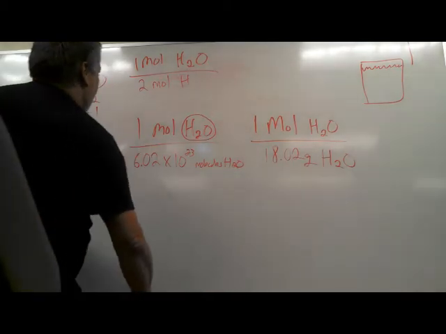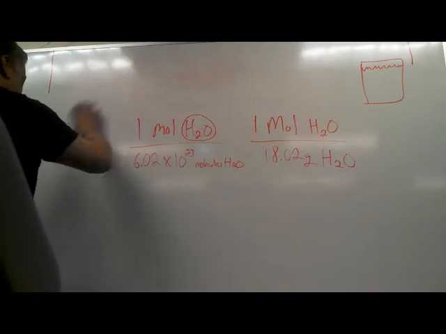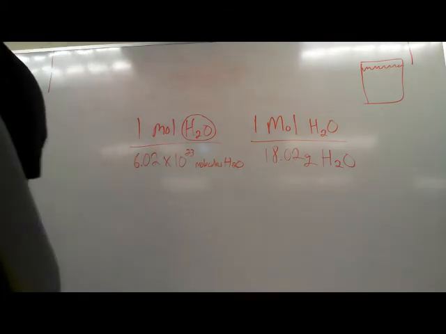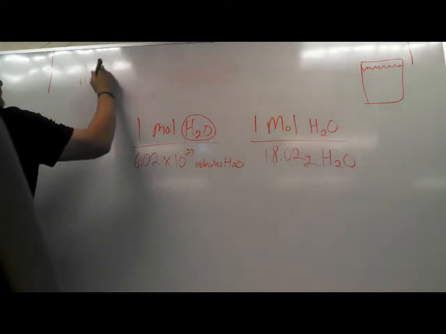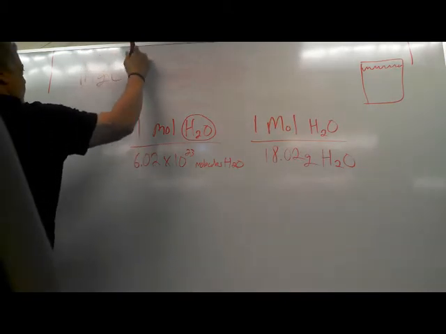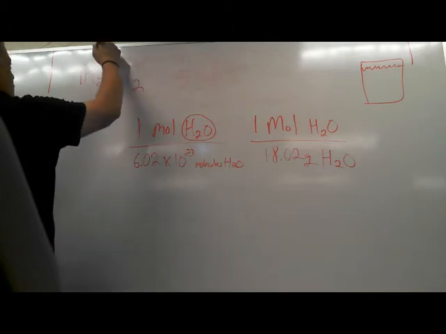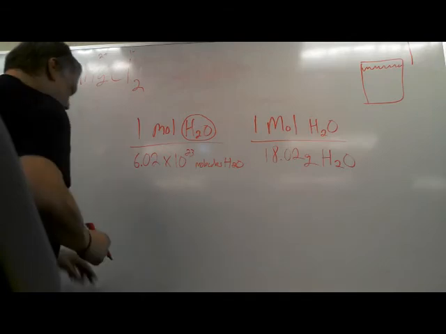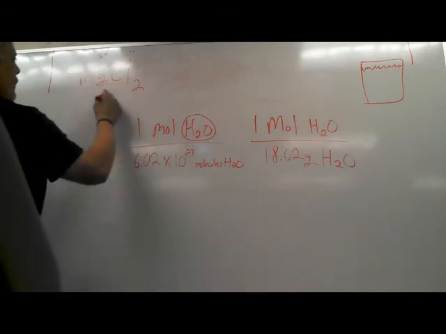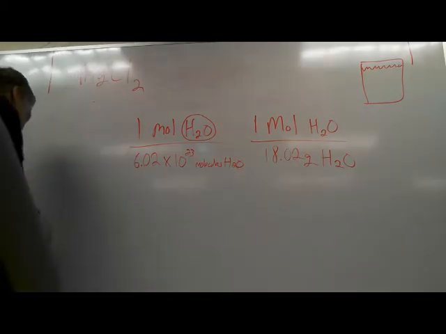Let's take a different one, for instance, magnesium chloride. MgCl. We have to have a 2 here, right? Because magnesium is 2 plus, chlorine is 1 minus. Ionic compounds always have to equal 0 when you balance out their charges. So that would be MgCl2, magnesium chloride.